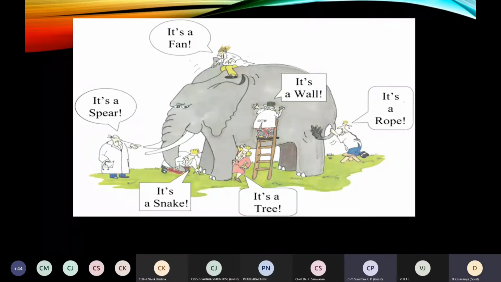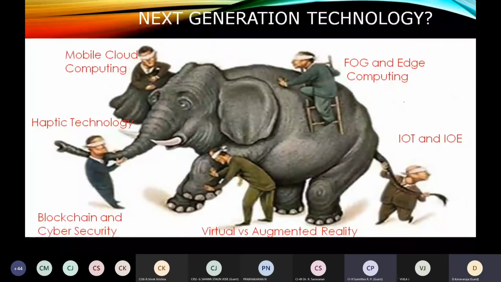Which one is correct? The 6 blind men were touching different parts of the elephant and argued with each other. So CI is supported for mobile computing, haptic technology, blockchain, virtual reality and augmented reality, IoT and IoE, fog and edge computing. So CI is a technology which supports all of these.